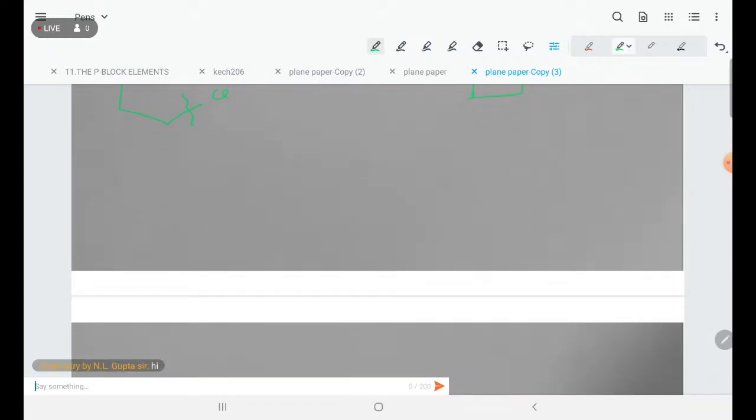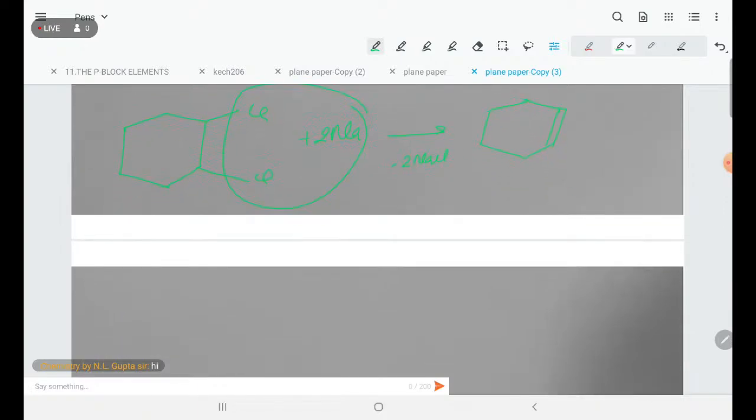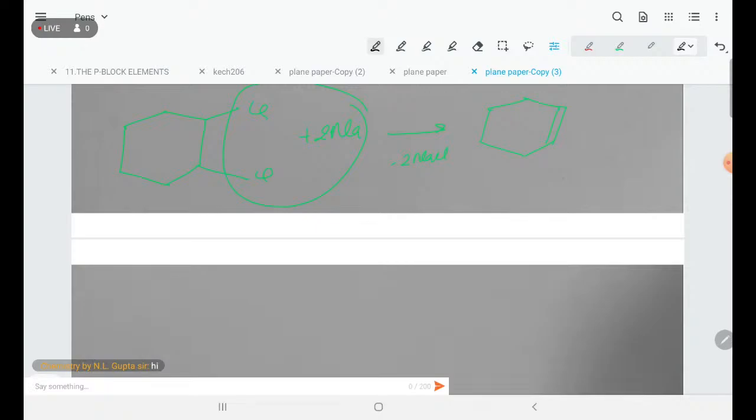Next one you see, friend. Suppose you are taking this one. Here is Cl, here is Cl. So if you are treating with 2Na, what will happen? This is going to be out, so minus 2NaCl. So what will be left out? The double bond will come out. What will happen if anything next is there?